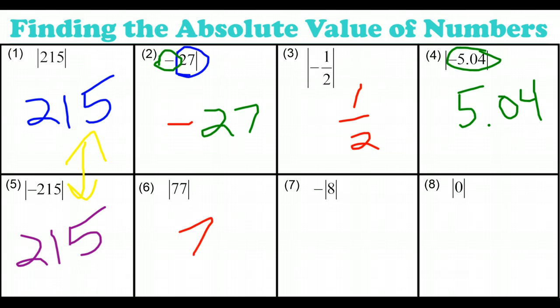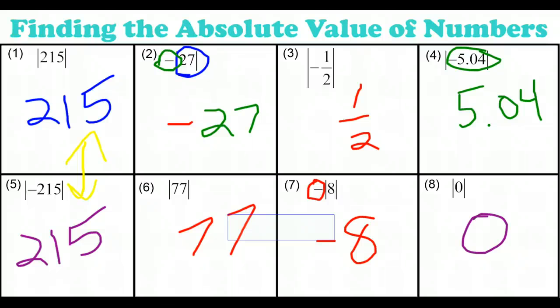77 is just a distance of 77 away from 0 on the number line. Again, this is the opposite of the absolute value of 8. The absolute value of 8 is 8, but the negative sign is outside the absolute value sign, so it is the opposite of that, or negative 8. And 0 is itself, so the distance from 0 to itself on the number line is 0.